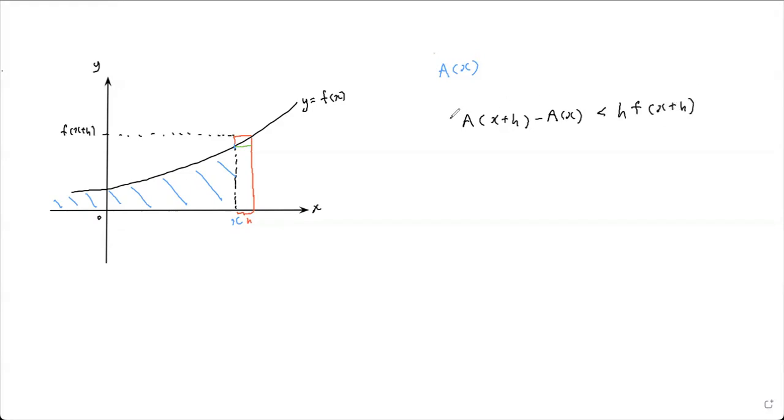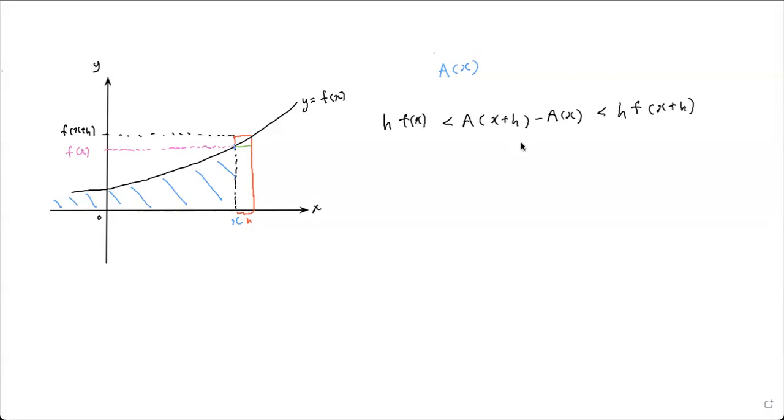And at the same time, this area is going to be larger than the smaller rectangle, right? So you can see that this is the smaller rectangle. And what is the area of that rectangle? It is width times height. And the height of that is f(x). Okay, so I hope you can see that. This is the height of the smaller rectangle, and I hope you can see why that is f(x).